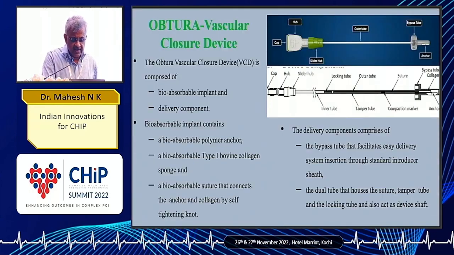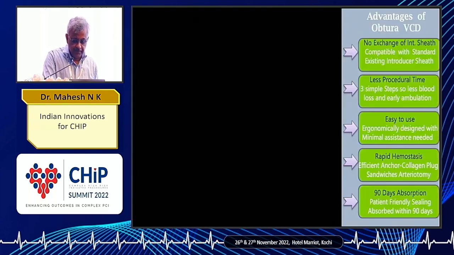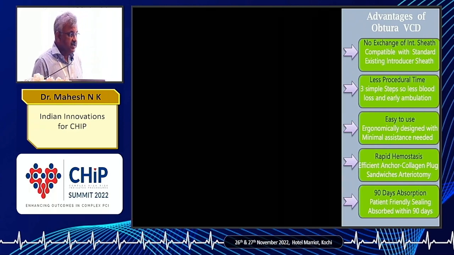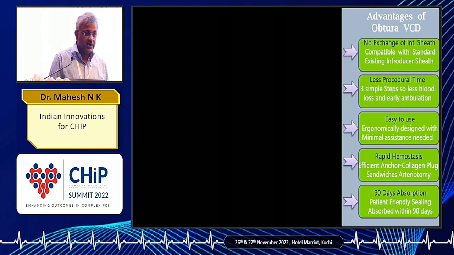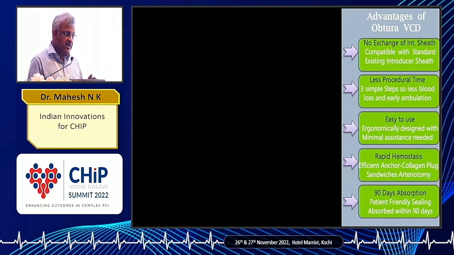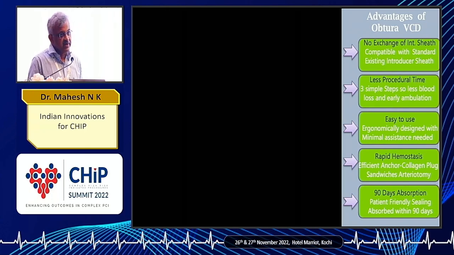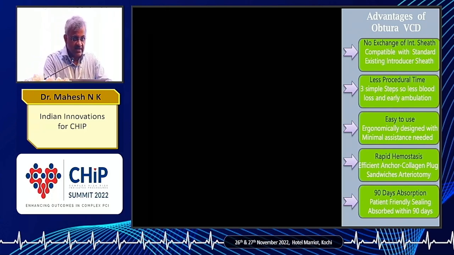So the last device I'd like to talk about is, the video is not working, sorry. It is the closure device called Optura. The advantage is that it is exactly like an Angio-Seal, but you don't have to change the catheters in the middle of the procedure. It is deployed exactly like an Angio-Seal through the existing catheter. Whatever sheath you used, that sheath can be used, and you can deploy the Optura through it. It gives equally good results as an Angio-Seal, and the cost is much lesser. 90 days absorption, patient-friendly, sealing absorbed within 90 days.